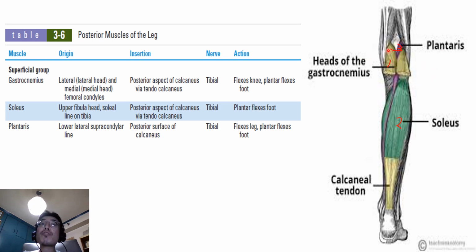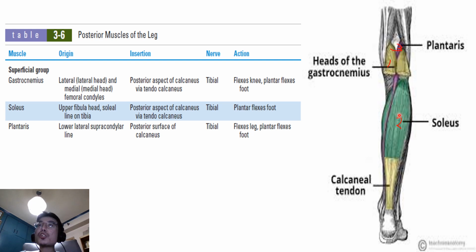It originates from the lateral head and the medial head of the femoral condyles. And the gastrocnemius inserts into the posterior aspect of the calcaneus via the tendocalcaneus. It is innervated by the tibial nerve. We will notice that all the posterior leg muscles in the superficial group are innervated by the tibial nerve. And the function is to flex the knee and plantar flex the foot.